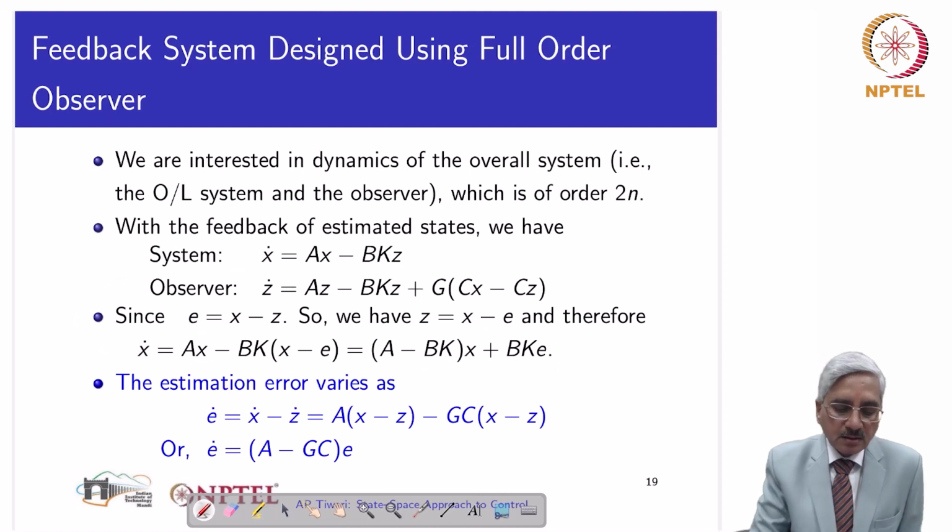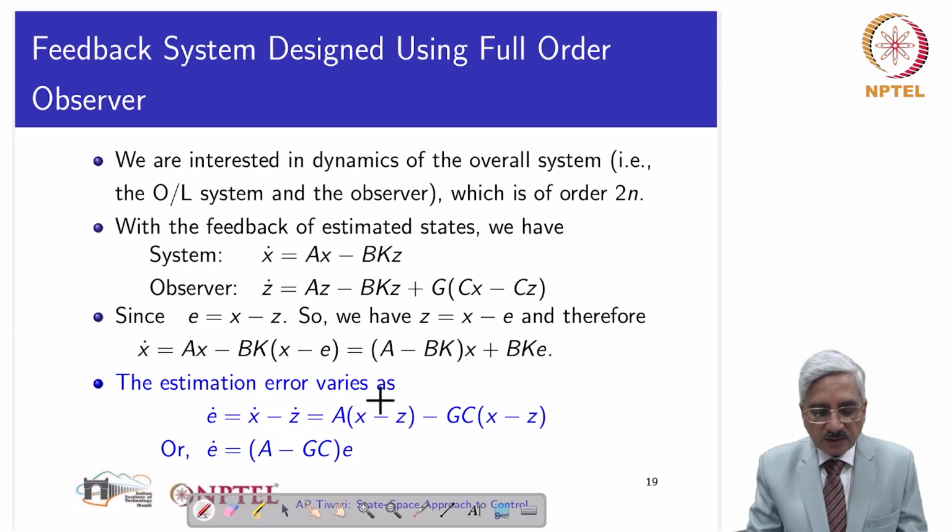Rearrangement of terms yields this, x dot as (A minus BK)x plus BKe. And that means this e dot, which is x dot minus z dot, in place of that we can substitute x dot from here, this one, A(x minus z) minus GC(x minus z).